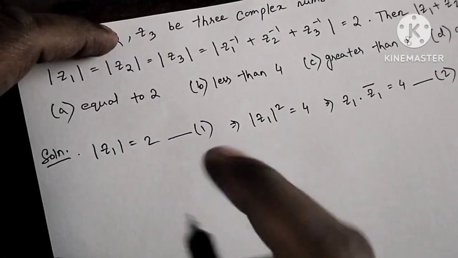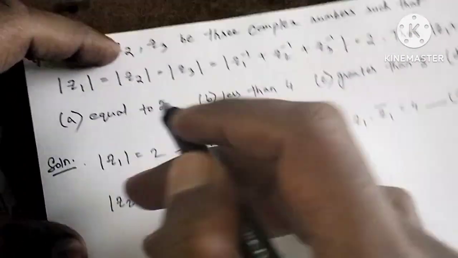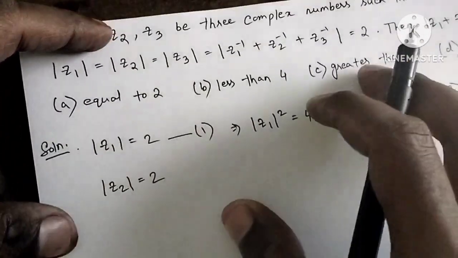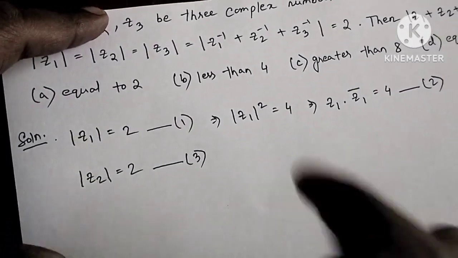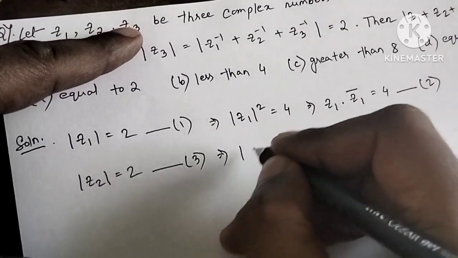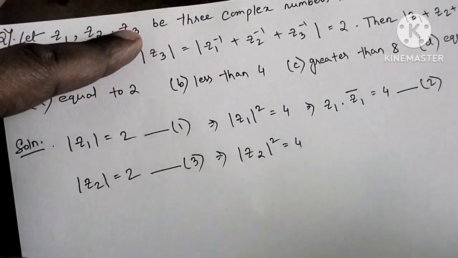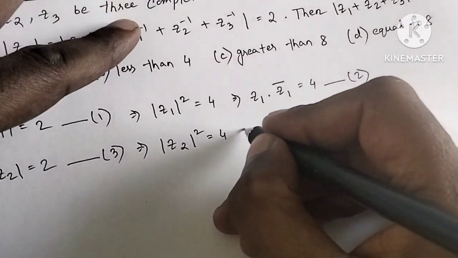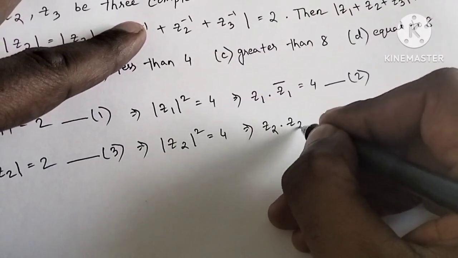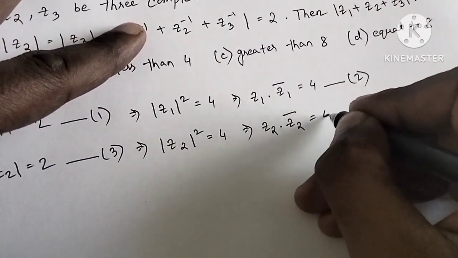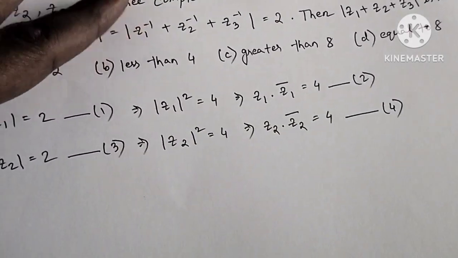Mod of z2 is also 2. Name it as equation 3. Now we will square both sides. Mod of z2 square is 4. So mod of z2 square is z2 into z2 conjugate, which is 4. Name it as equation 4.